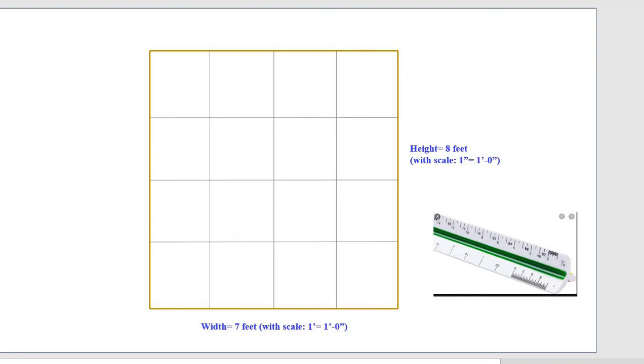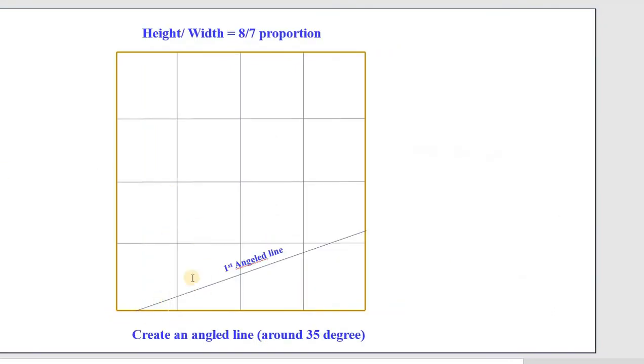After you create this, the next step is to create the lines. This I call the first angle line, and you can create one line in the small box distance right here. You can start at more than 1/3, start from this point and draw around 35 degrees up. So you have the angle right here, around 35 degrees. This is the first angle line.